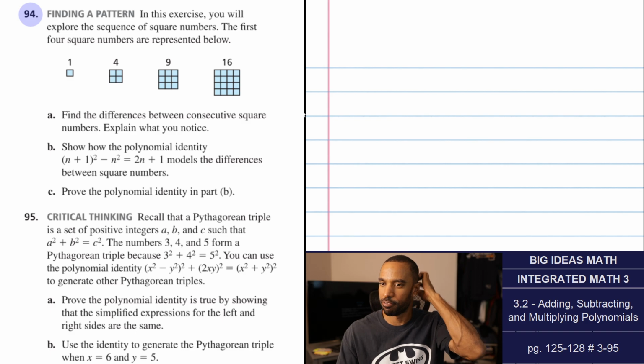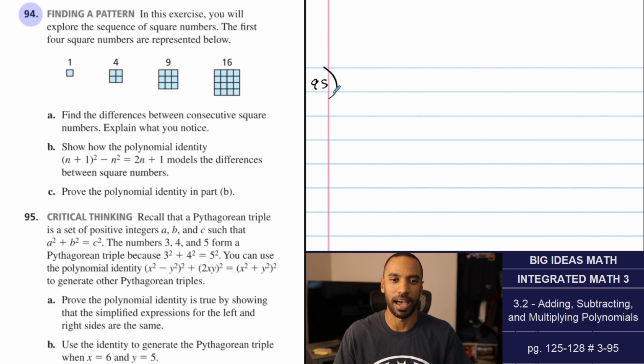Okay, I think we're going to be able to finish on time, which is good. Number 95. I was kind of pressed for time, and I know I've been rushing on some of these, but let's see if we can finish before 4 hours even.